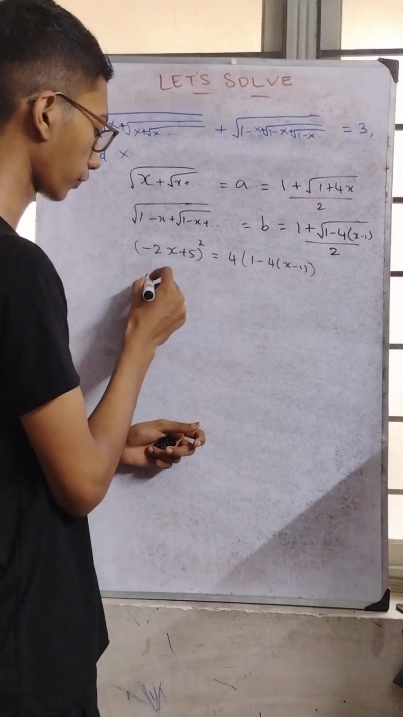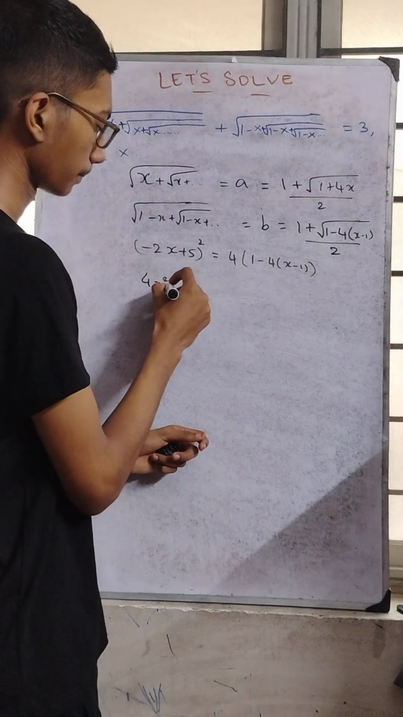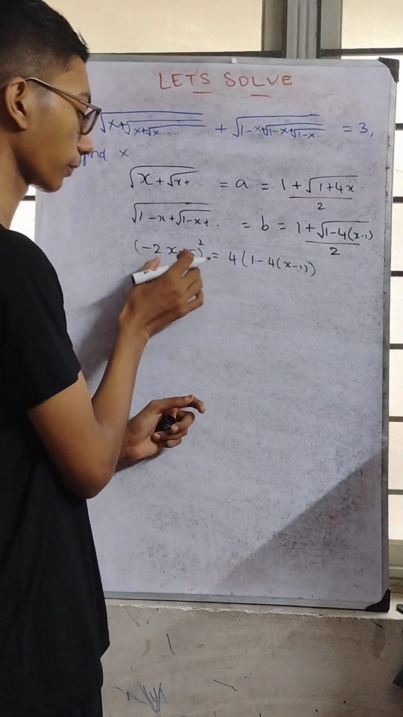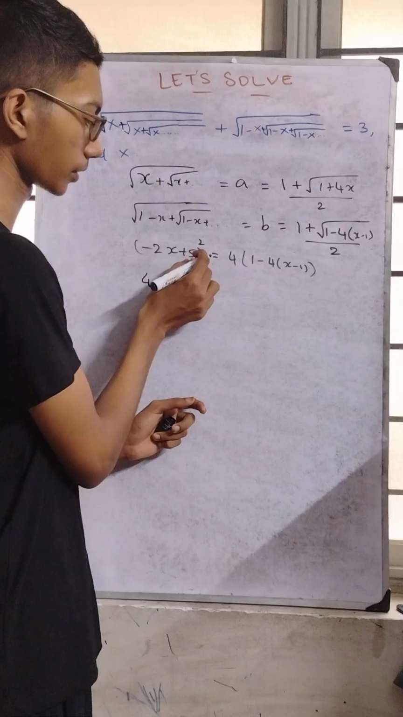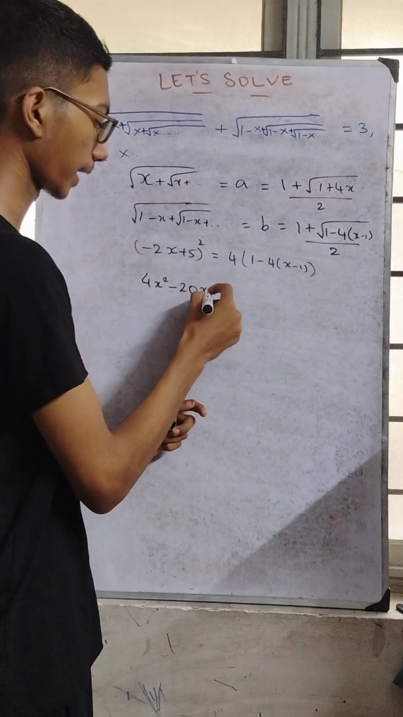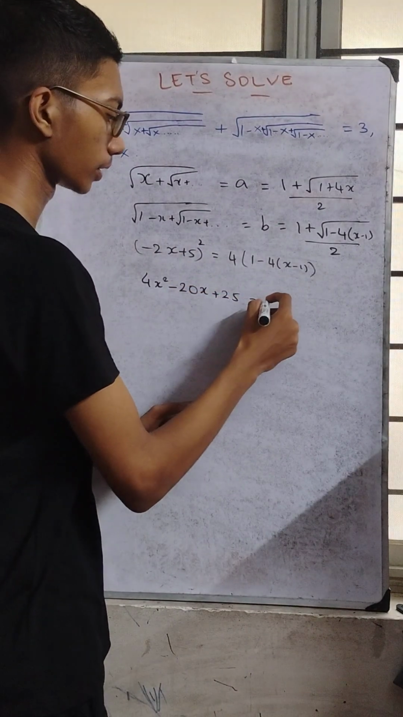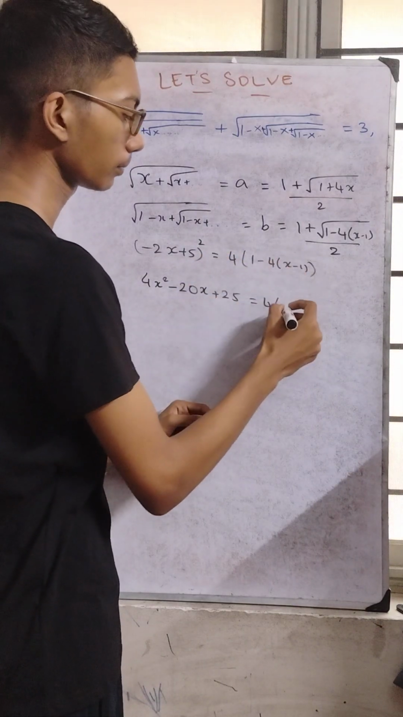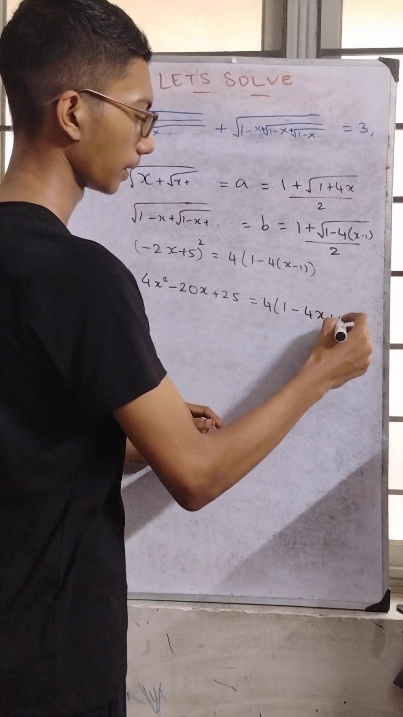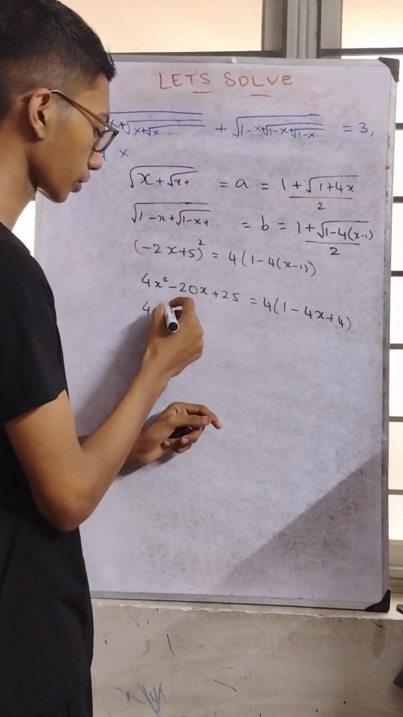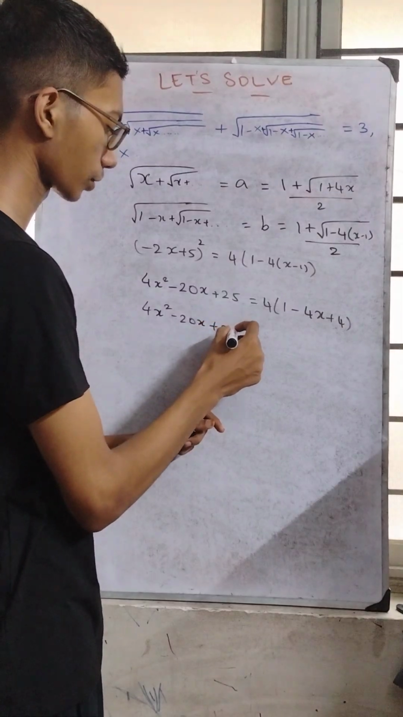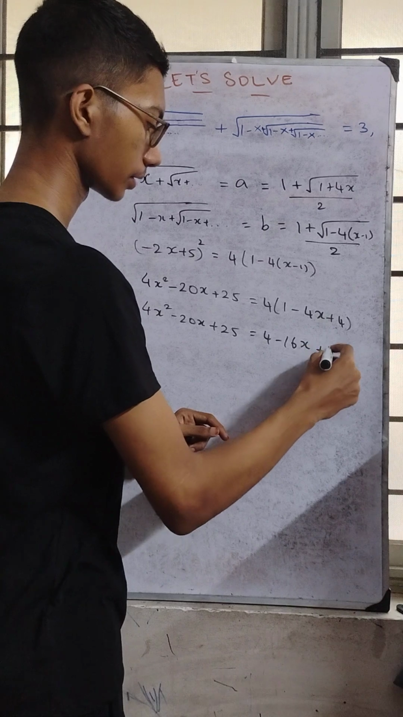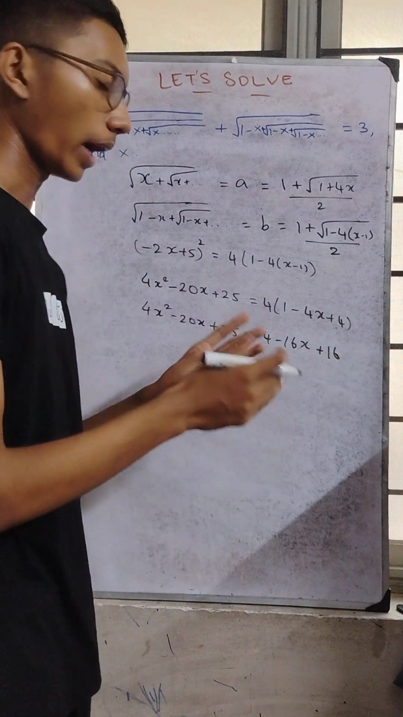So square this, we have 4x square minus 2 times AB. So we have 2 times 5 is 10, 20. So 20x plus 25 equals 4. Distribute this 4. Okay, we'll first distribute this term. So 1 minus 4x plus 4. So we have 4x square minus 20x plus 25 equals 4 minus 16x plus 16. So now add the like terms.